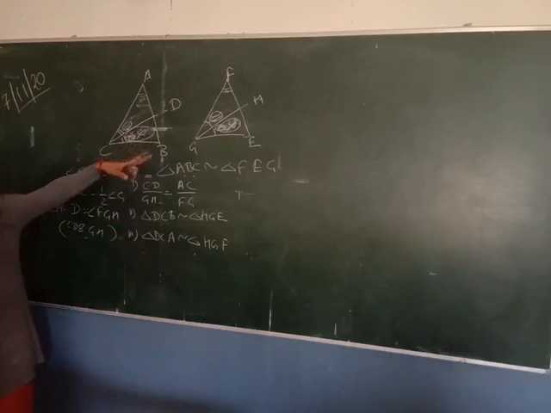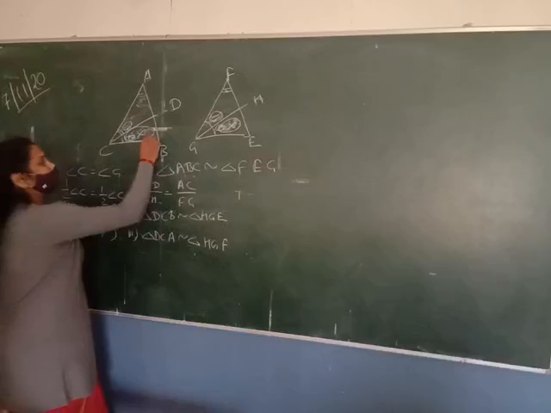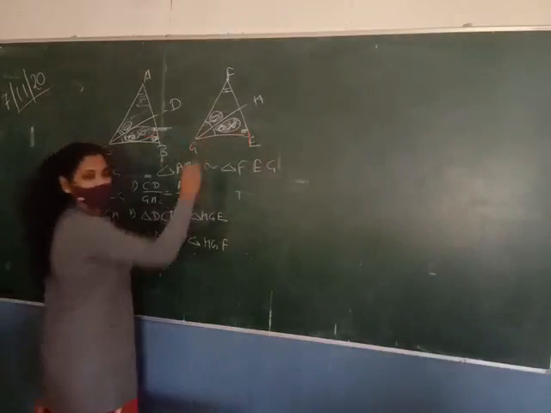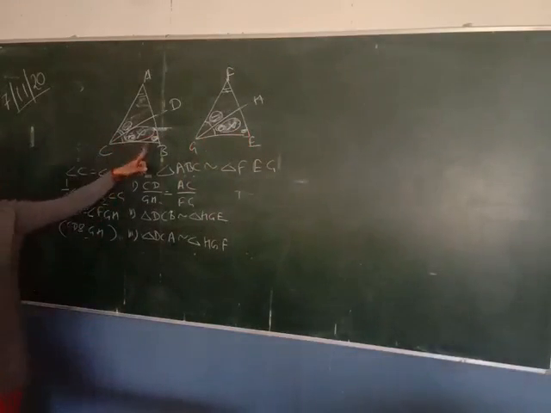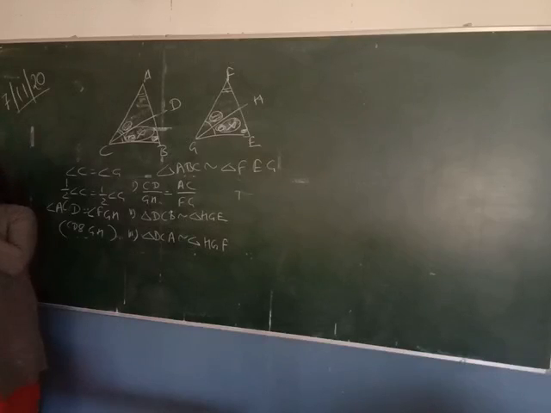Angle B is equal to angle E because these large triangles are similar to each other. So this angle will be equal to this one. Now by angle similarity, we can prove that these triangles are similar to each other. This is question number 10. Any doubt in this question?